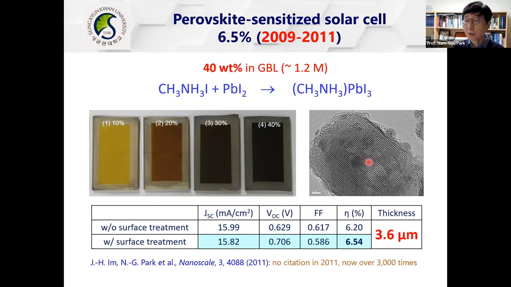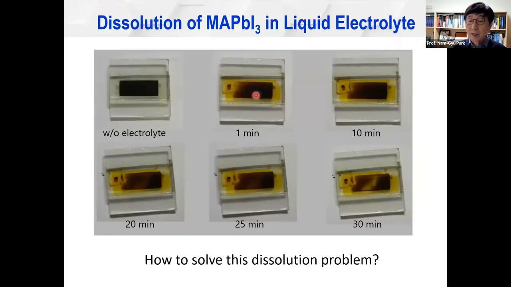At that time, we saw this kind of quantum dot morphology sitting on the titanium oxide surface. With a mesoporous titanium oxide film thickness of about 3.6 micrometers, we got 6.5%. However, we still used the liquid junction dye-sensitized solar cell structure at that time. In a liquid junction type solar cell, the MAPbI3 perovskite dissolves very fast because of its ionic nature in the polar liquid electrolyte.